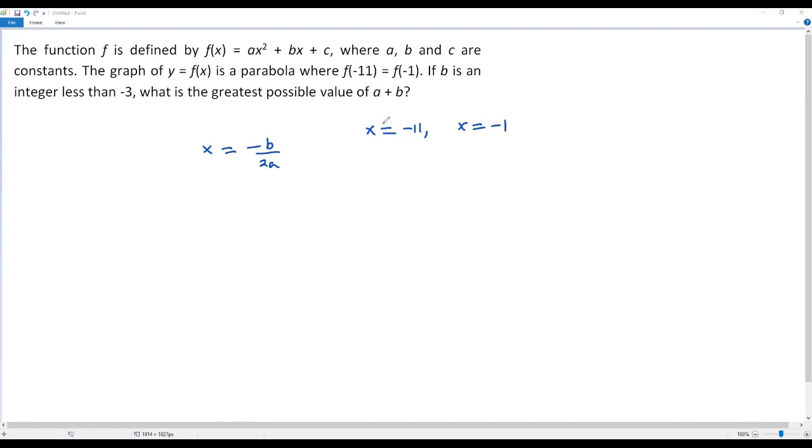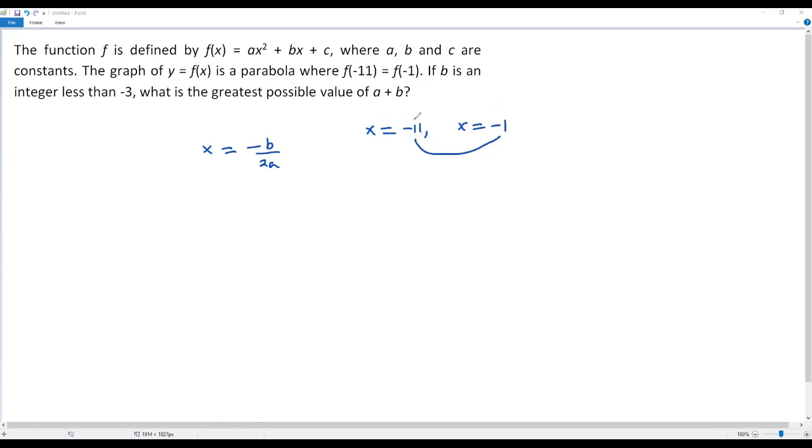So the value of y we get when x equals negative 11 and the value of y when x equals negative 1 are equal. In a parabola, for two different values of x, when we have the same value of y, then the average of those two values of x must be equal to the x coordinate of the vertex. Here for these two different values of x, we have the same value of y. So the average of these two values of x must be equal to the x coordinate of the vertex.